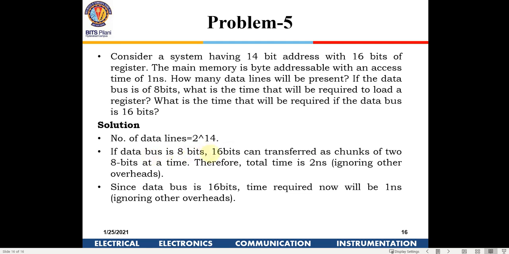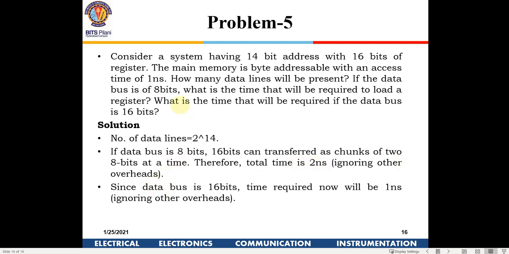If the data bus is 8 bits, 16 bits can be transferred as 2 chunks of 8 bits at a time. Therefore the total time is 2 nanoseconds, because for a transfer of 8 bits you take 1 nanosecond, as specified here. Here we need to transfer 16-bit data, so we'll require 2 clock cycles to transfer that data. So the total time is 2 nanoseconds.